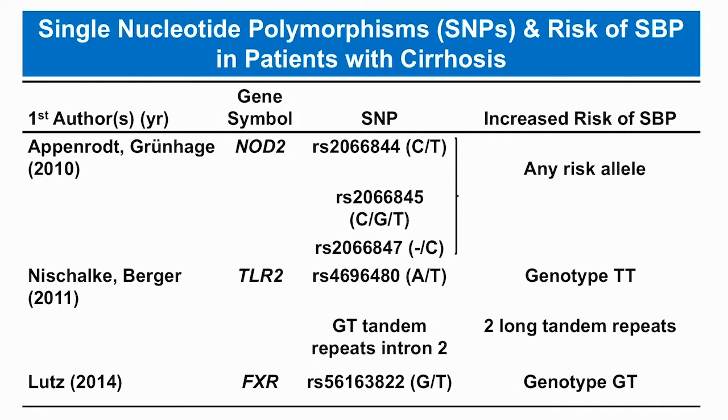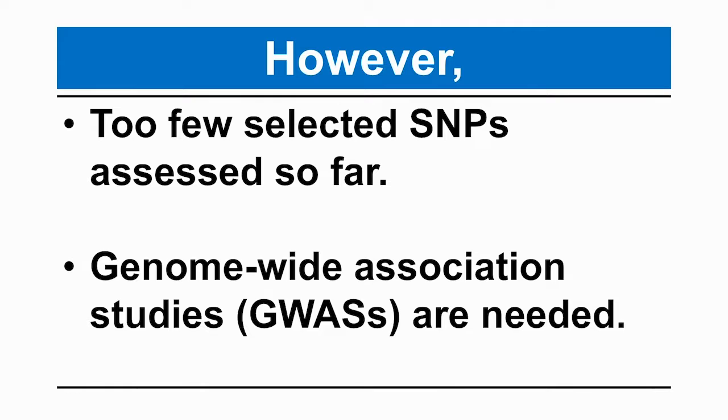And as you can see, there are 3 studies showing that SNPs within NOD2, TLR2, or FXR are associated with the risk of SBP. But I would say that these studies are interesting, but there are millions of SNPs. Therefore, they could have missed a very important SNP. In other words, they selected too few SNPs in these studies, and now we have to perform large genome-wide association studies looking at the genetic risk of bacterial infection in patients with cirrhosis.